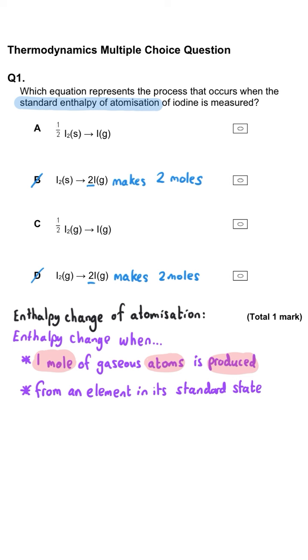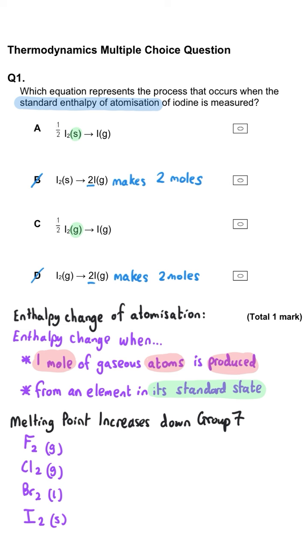And then to decide between A and C, there is very little difference between the two, but in A, the iodine is in a solid state, and in C, it is a gas. As we work our way down group 7, the melting point and the boiling point increases to the extent that iodine is a solid at room temperature, and so A is correct.